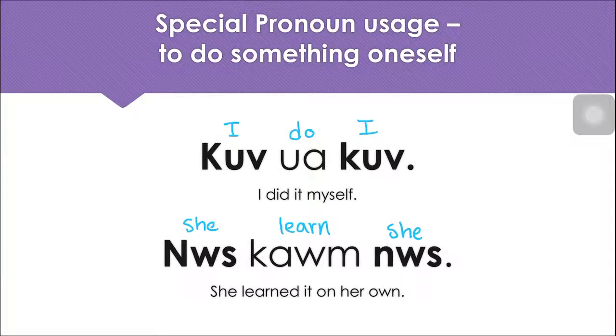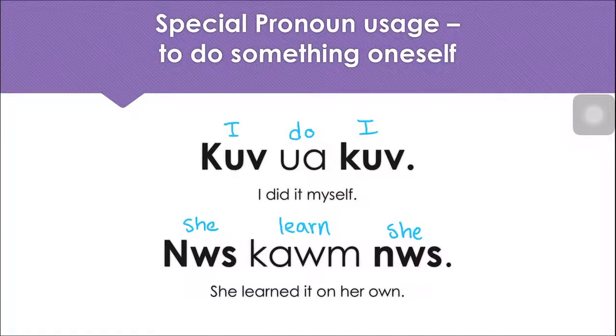Okay, one last thought that can be a little bit confusing. It involves personal pronouns, a pronoun usage to do something oneself. There's kind of a colloquial way of saying things, a shortened way that is very natural and common in Hmong, but can be kind of confusing if you're looking at it from an English language perspective. Okay, so first sentence, gu or gu, I do I. What that really means is I did it myself.